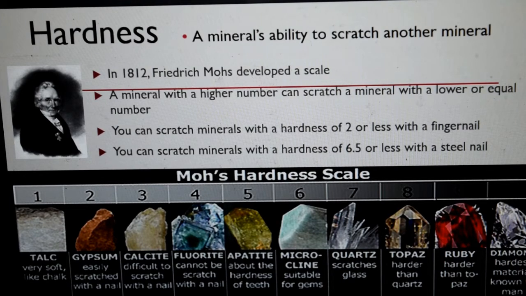And be familiar with the Mohs hardness scale. Just be able to know what it is, and not so much that you know how hard each mineral is.